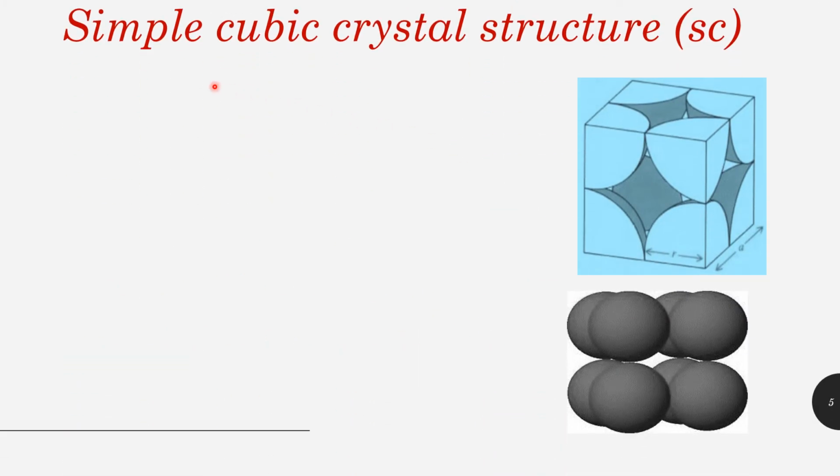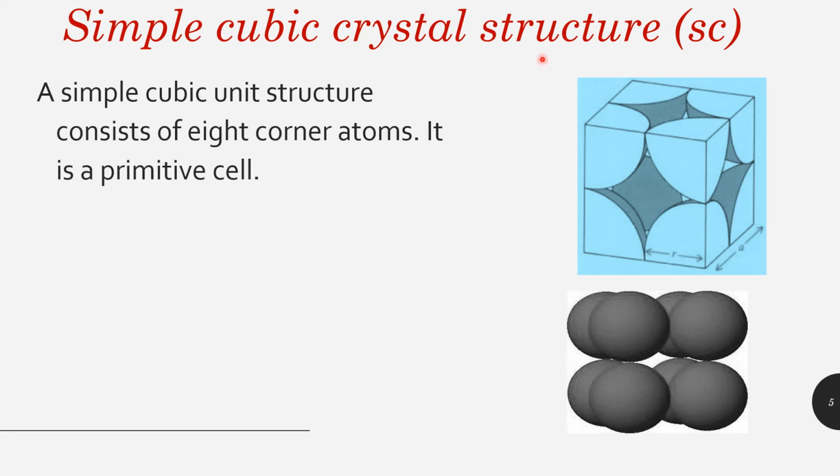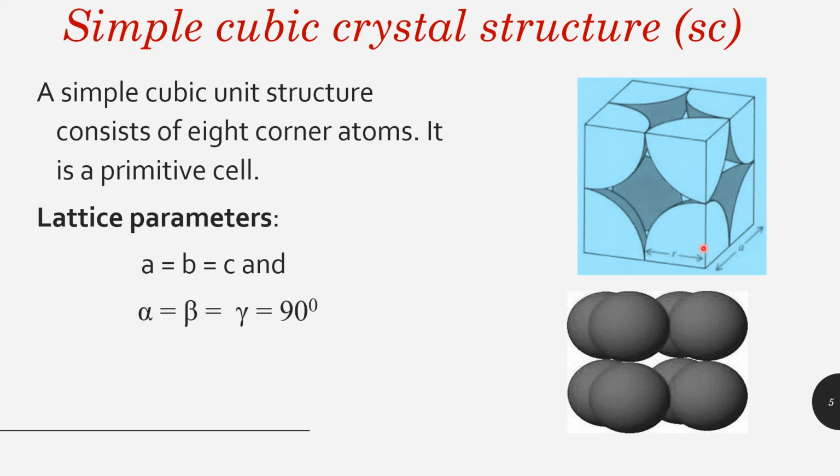Now we'll start with the simple cubic crystal structure. It has 8 atoms at the corners. The lattice parameters are a equal to b equal to c, and alpha equal to beta equal to gamma equal to 90 degrees.